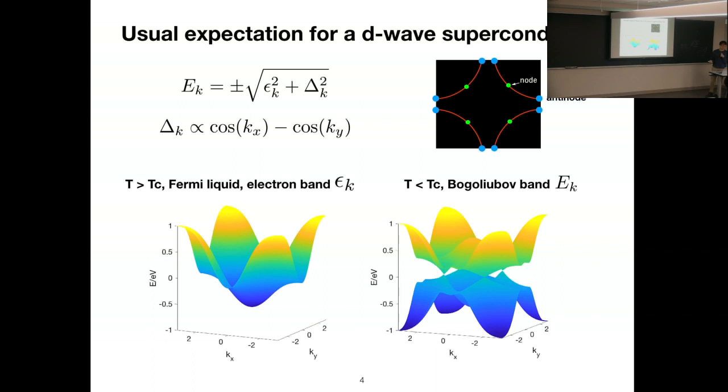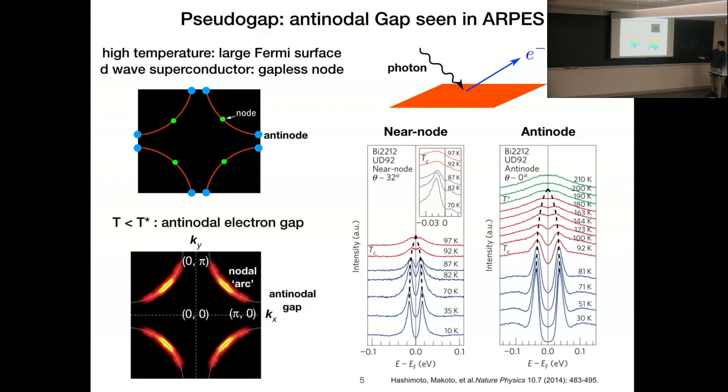Right, but now the angular momentum is only defined up to 4 because we have 4-fold rotation. So when I say D wave, I refer to the... okay, so that would be the naive expectation for a D-wave superconductor. But as I said before, that's not what happens in cuprates because we have this weird pseudogap region.